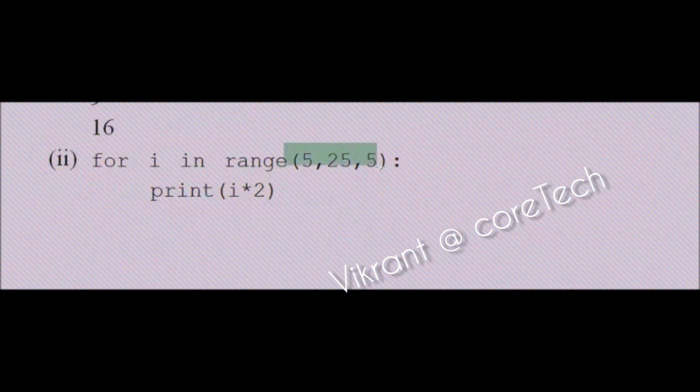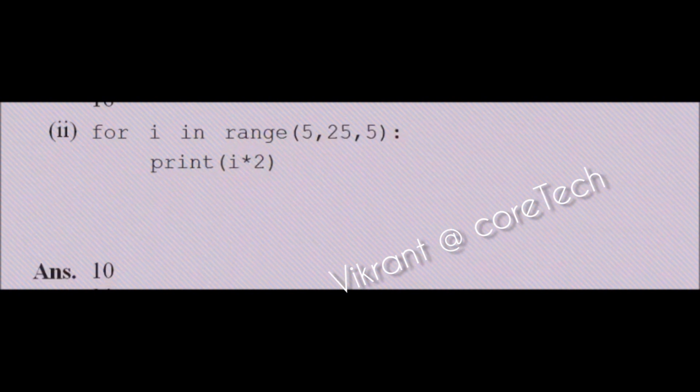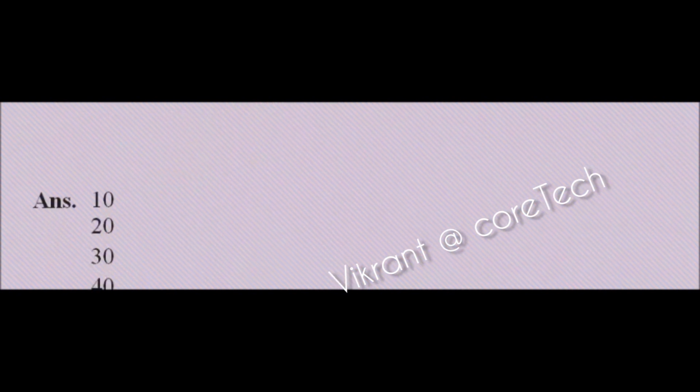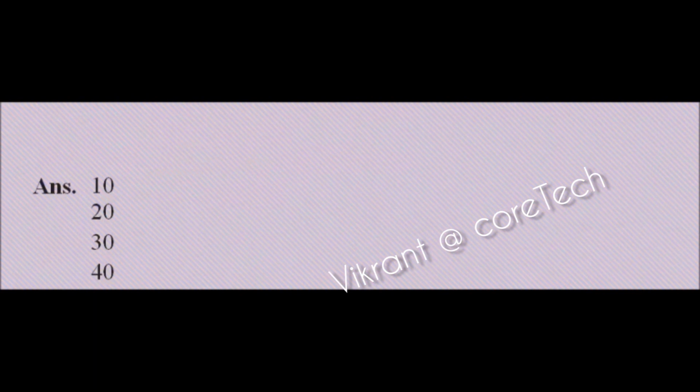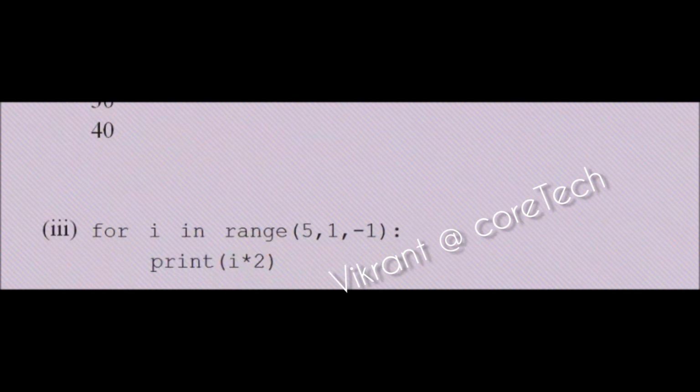Over here, what do we have? It is starting from 5 going till 25, meaning till 24, and actually in a gap of 5, meaning till 20. Now whatever the numbers are, multiply them by 2. So 5, 10, 15, 20, when multiplied by 2, we are going to have 10 and 20 and 30 and 40. Let's quickly see the next one.